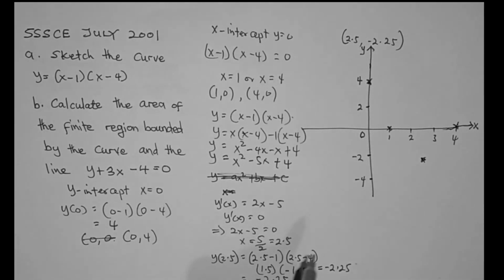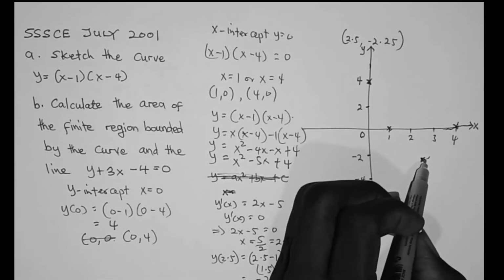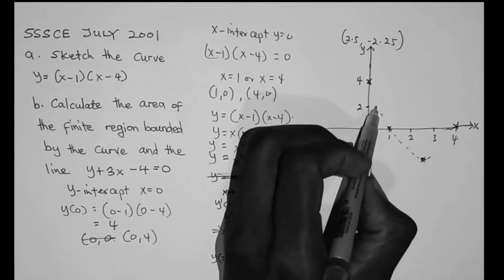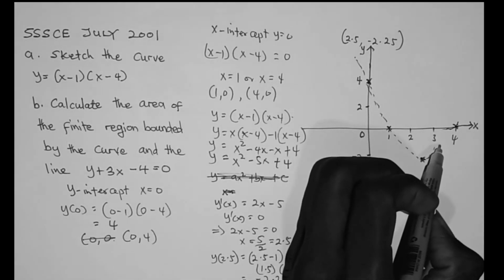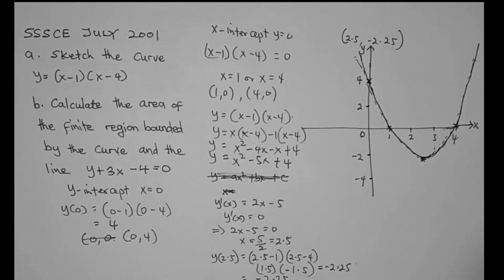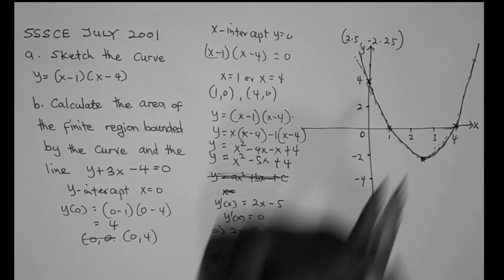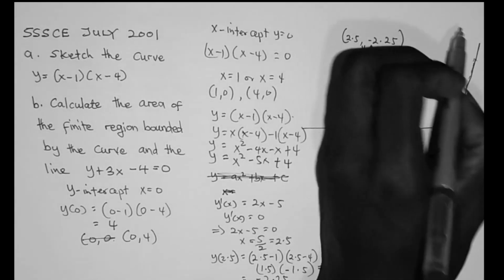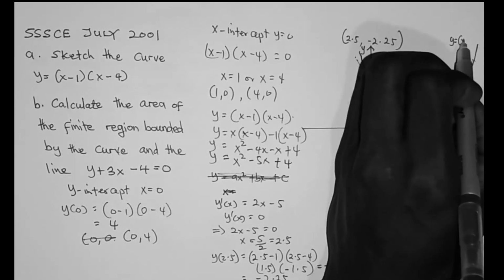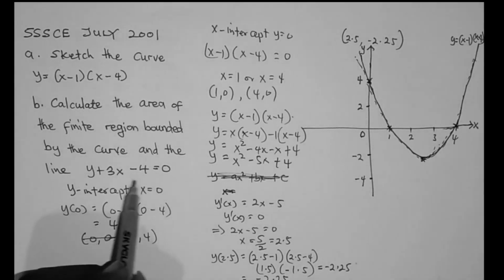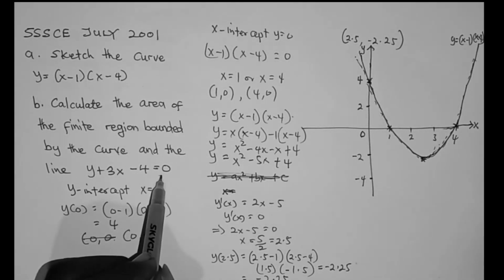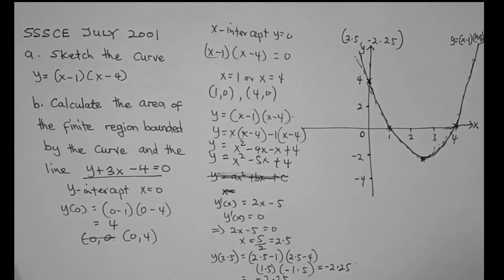So let's go ahead and join the points and look at the nature of the graph. The graph is going to look like this. So this is the nature of the graph. This graph is y equals (x minus 1) times (x minus 4). But we are also given another piece of information, which is the line y plus 3x minus 4 equals 0. So let's sketch this line too on this same graph.